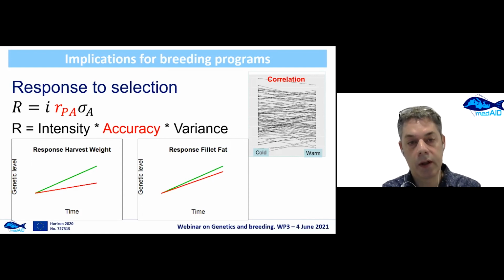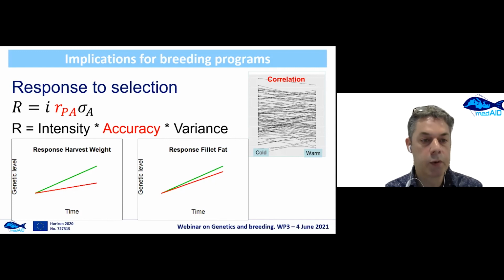So if you select in one environment, that measurement in that one environment has a reduced accuracy for improvement in the other environment. And with the values that we estimated in this experiment, I show in these bottom two graphs on the left the response in harvest weight. So I put time on the x-axis and genetic level on the y-axis. I didn't put a scale there because it depends. The scale also depends on the other two parameters in this equation, intensity and variance. But for a given intensity and variance, the picture looks like this.